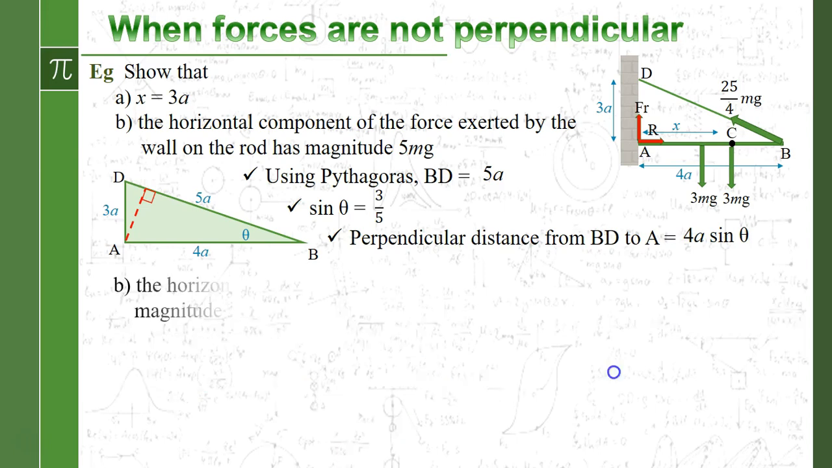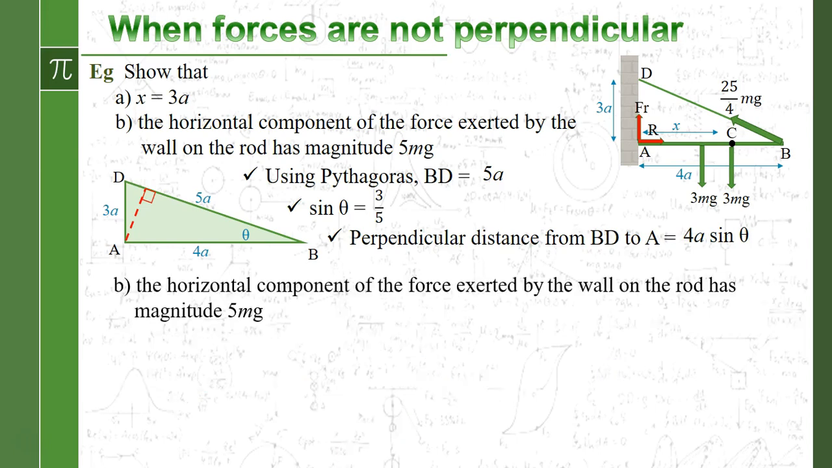Right, that's part A done. Let's go on and have a bash at part B. The horizontal component of the force exerted by the wall on the rod has a magnitude of 5mg. That's the result we're going to try and show. And if we're talking about a horizontal force here, well, it makes sense in this case to resolve the forces horizontally as per normal. So let's see what we've got going to the right. Well, we've just got R, okay, that's right.